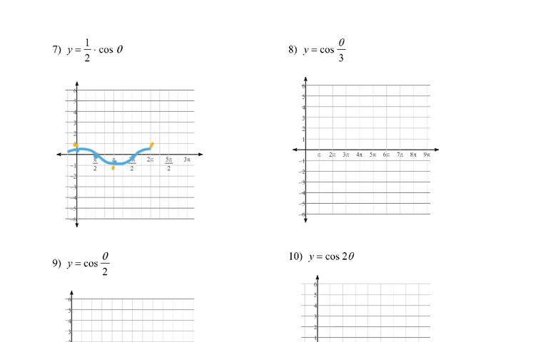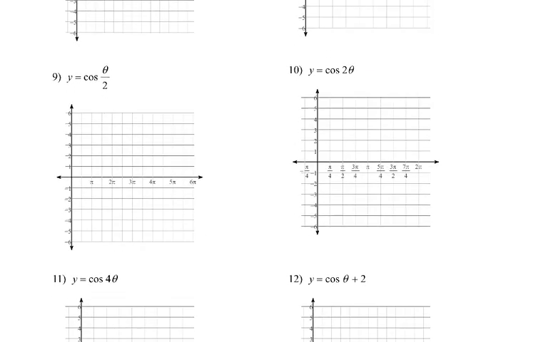Alright, now let's take a look at how the period gets affected by multiplying or dividing. Okay, just like with the sine, if you're dividing, you're going to end up having a bigger period. If you're multiplying, you end up with a smaller one. So let's take a look at 9 and 10 to kind of show this. So amplitudes of 1.